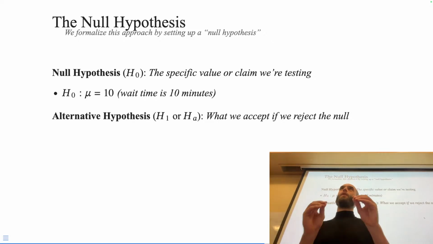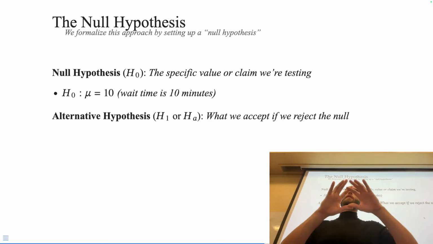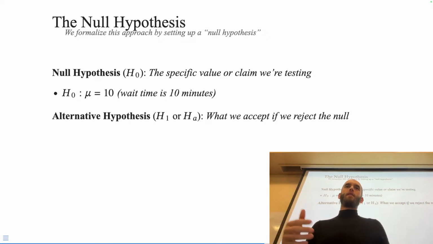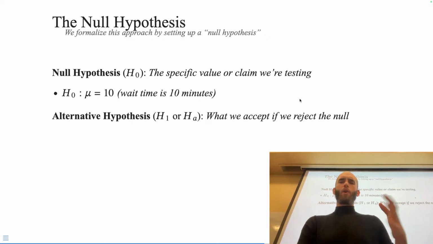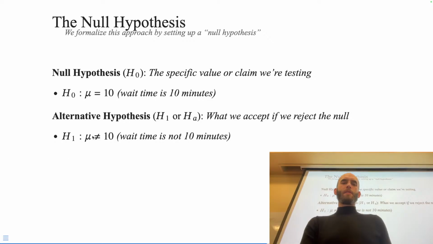This is the thing we default to if we can't reject our null hypothesis. We're going to talk more about how we think about these things in a second. So this is the alternative to the thing we're testing. It's like the opposite, which in this case is that the mean is not 10.